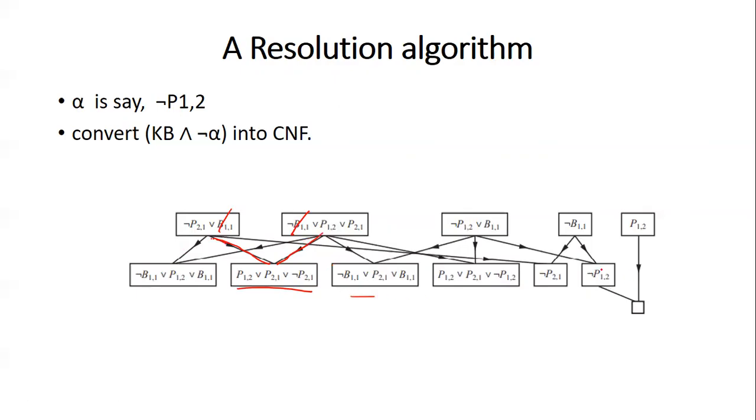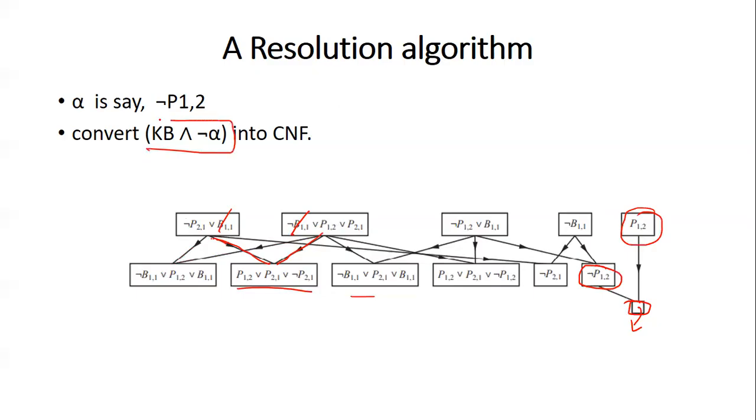Finally, what we are trying to say is that at one point you got not P12, but there is also something called P12. So these two things contradict, which results in a null set. Once you reach the null set, you cannot continue further. So we say that this is not satisfiable.